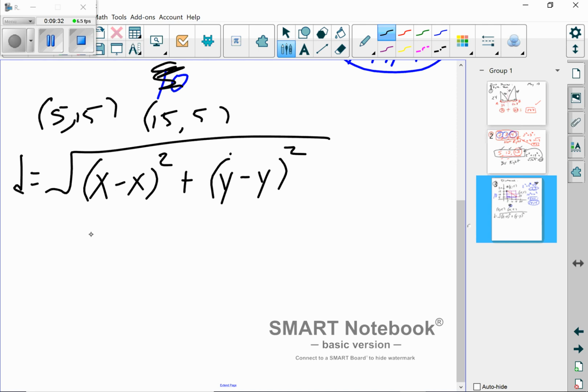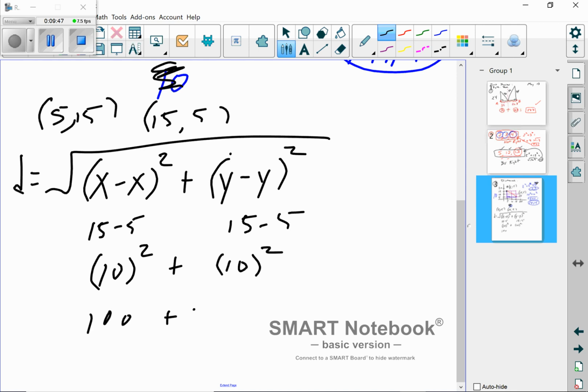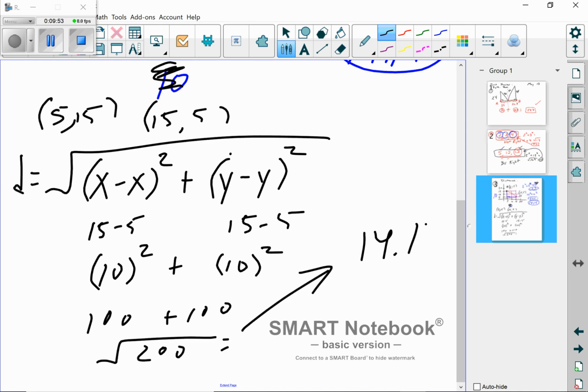15 minus 5 gives me a 10. Minus 5, that's 10. Squared plus the other side's 15 minus 5, which equals 10, right? So that's 100 plus 100, which makes 200, and we're square rooting, and we get the same answer we had up here. Y'all know that already, 14.14.